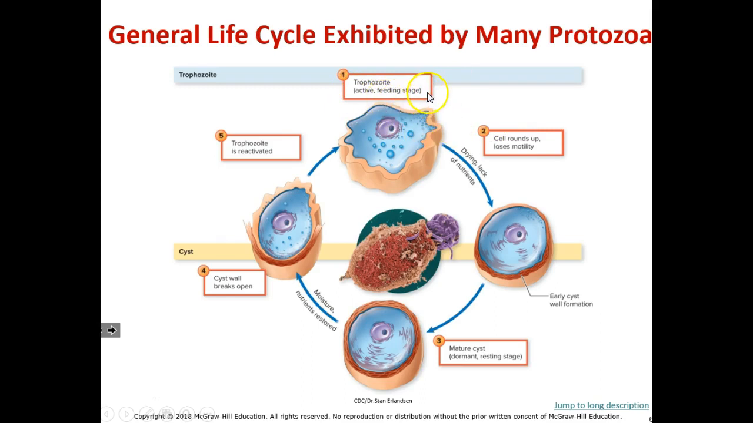It's the active feeding stage of a trophozoite. Then the cell rounds up and loses motility. Then you have an early cyst, and then a mature cyst. And the cyst will break open, and once it breaks open, the trophozoite is reactivated.